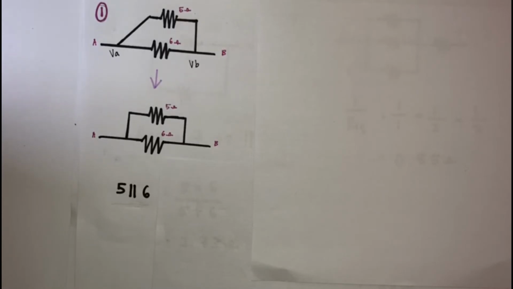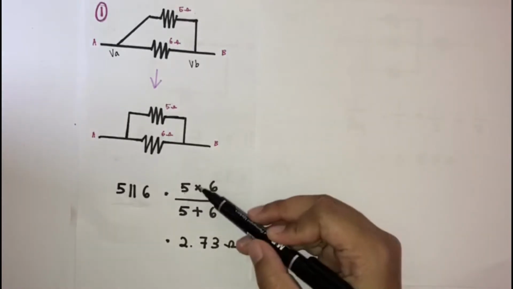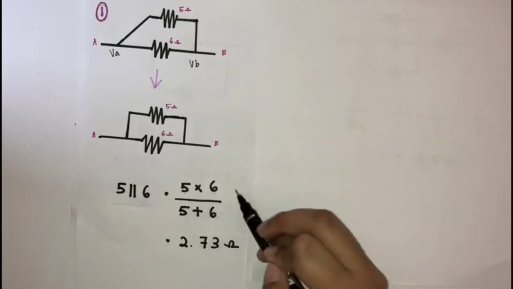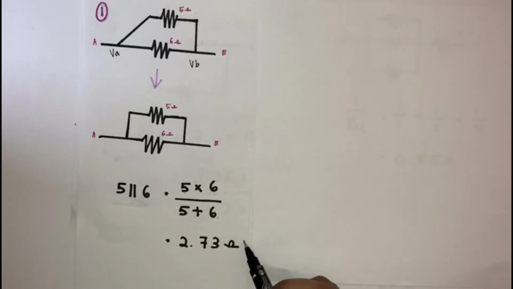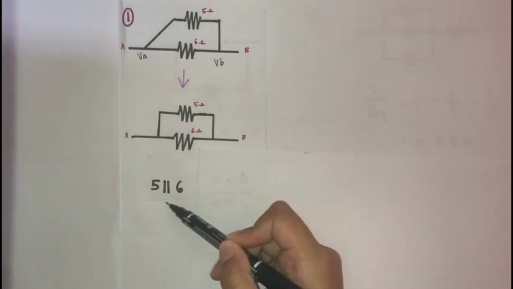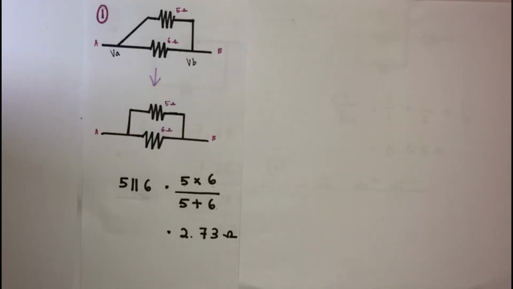So, the calculation for parallel is 5 times 6 over 5 plus 6. So, the total for this calculation is 2.73 ohms. To find the R equivalent for parallel, the calculation will use this symbol. This is the symbol of a parallel equation. Then we redraw the circuit exactly like this.